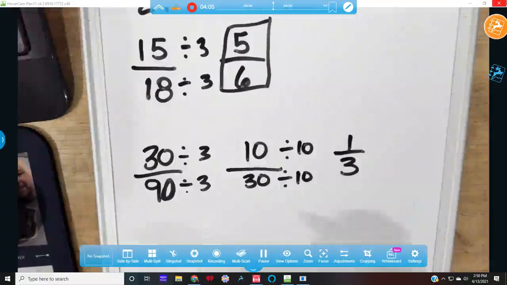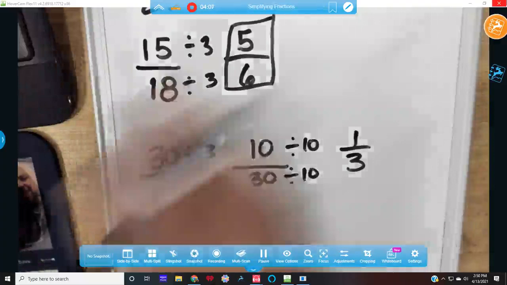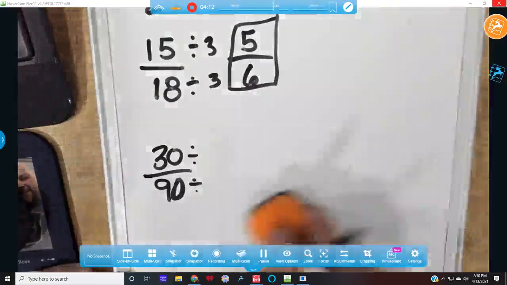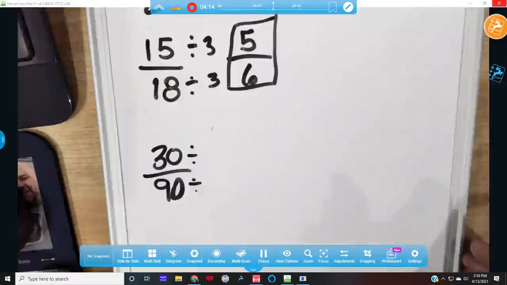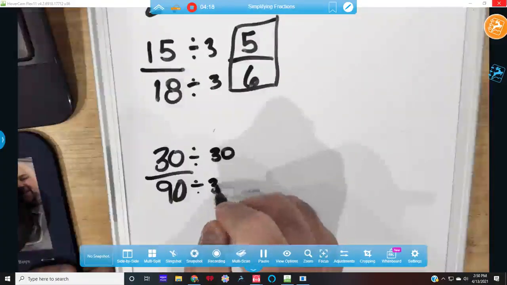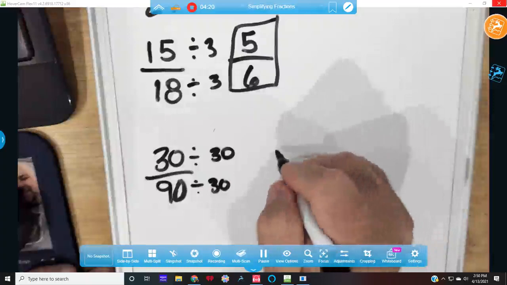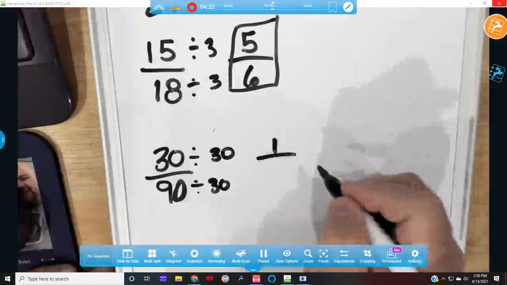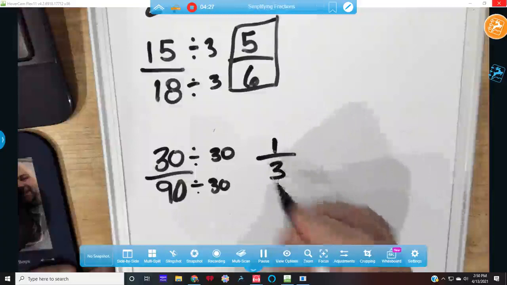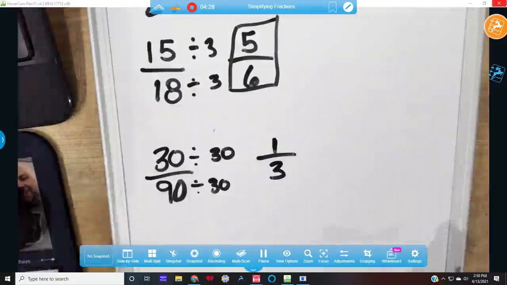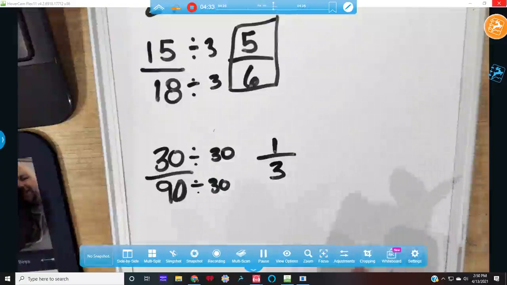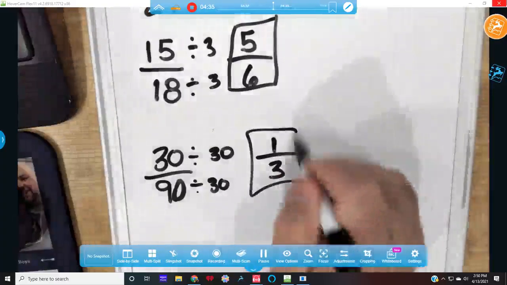Okay. Now, I could take this same problem here, and I could say, well, I know I can count to 90 using 30, so what if I divide by 30? Well, 30 divided by 30 is 1. 90 divided by 30 is 3, so 1/3. Same answer. Okay? So I'm getting there a different way. Either way, this is as low as I can go.